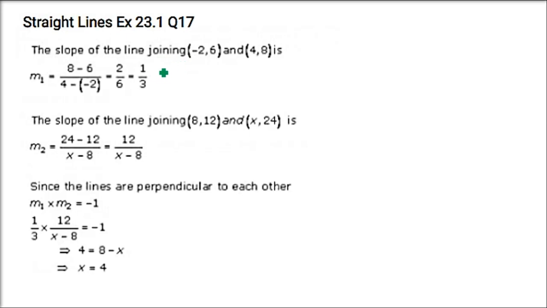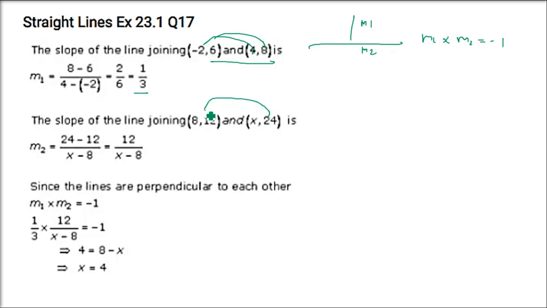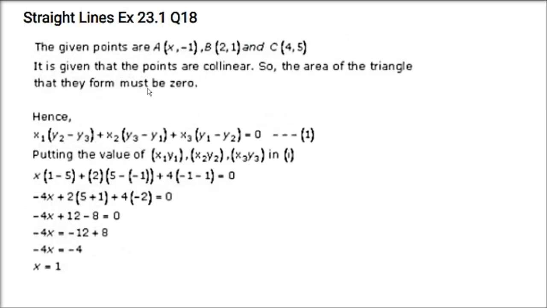This is also an NCERT question. So we have a line through points (-2, 6) and (4, 8) that is perpendicular to the line through the points (8, 12) and (x, 24). Find the value of x. So whenever we have perpendicular lines, take m1, m2, multiply them, and it has to be equal to minus 1. So m1 will be the slope of the first line, m2 will be the slope of the second line, right? You know how to do it. (y2 minus y1) by (x2 minus x1), and you just multiply them, equal to minus 1, you get x.